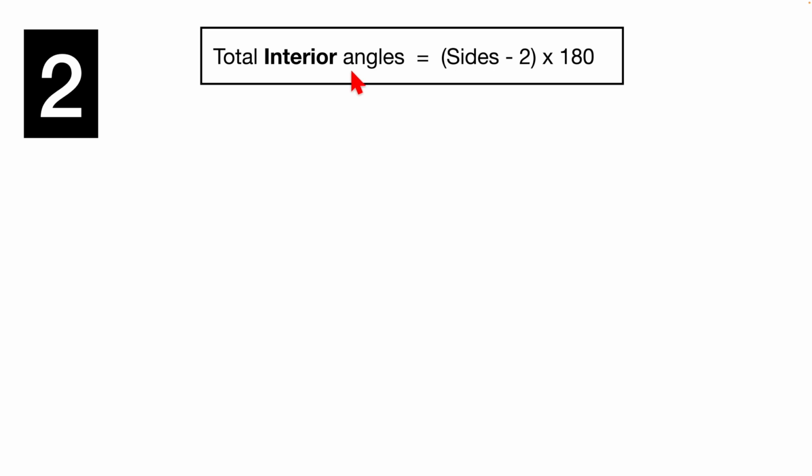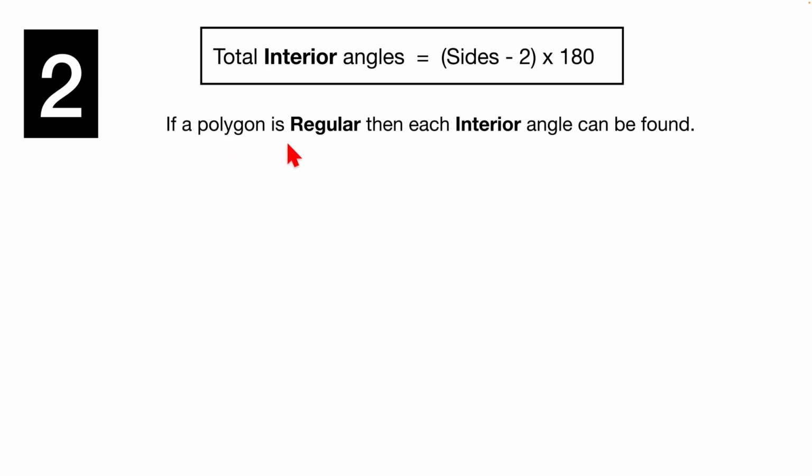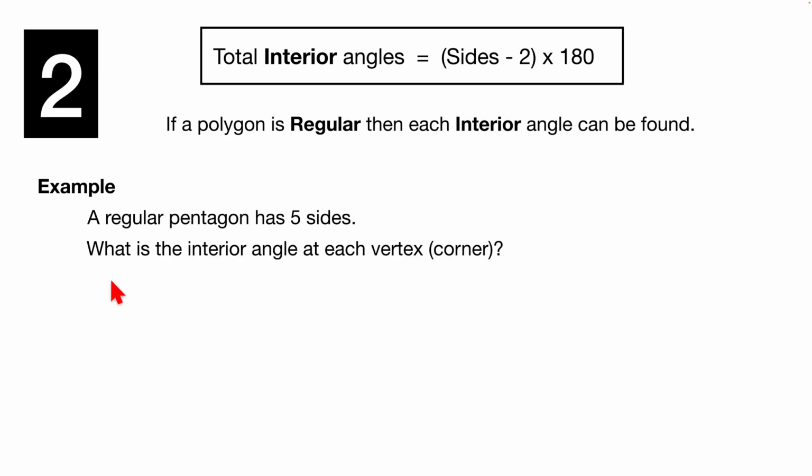Total interior angles is equal to the number of sides minus 2 times 180. If a polygon is regular, then each interior angle can be found because they're all the same. A regular pentagon has 5 sides. What's the interior angle at each vertex? Well, it's not going to help us drawing it, to be honest.